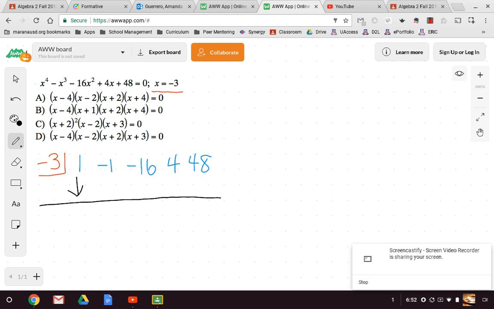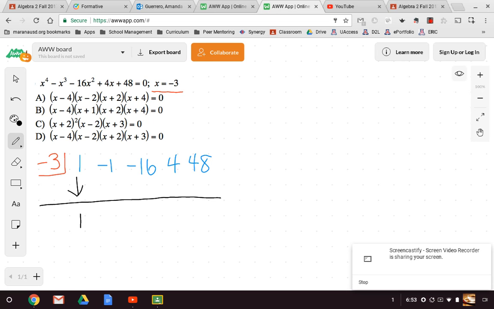So I went ahead and set up my synthetic division. Now remember, we have x equals -3, and when we have x equals, we actually use the number. We don't change the sign. We only change the sign if it had shown us x plus 3 as a factor. And then I used all of my coefficients, so 1 for x to the 4, -1 for x to the 3, -16 for x squared, 4 for x, and then 48 is my constant. I'm going to bring down my first number, so that 1 comes down.